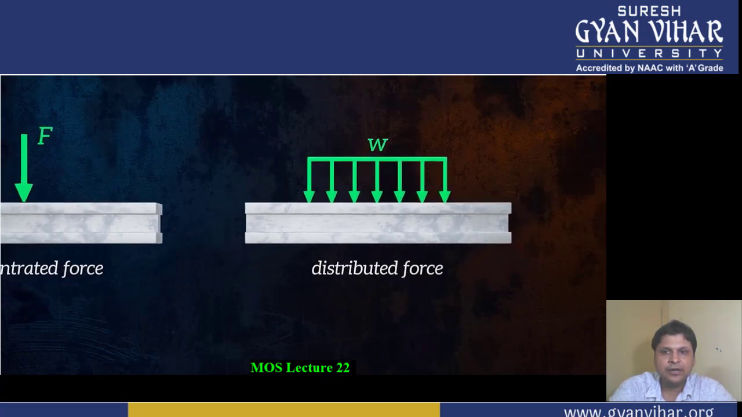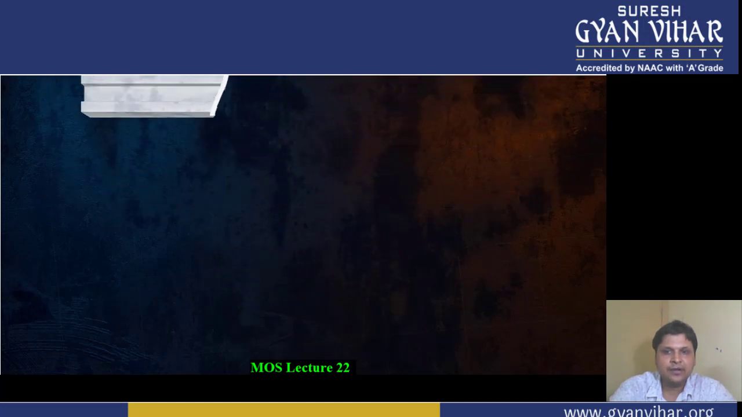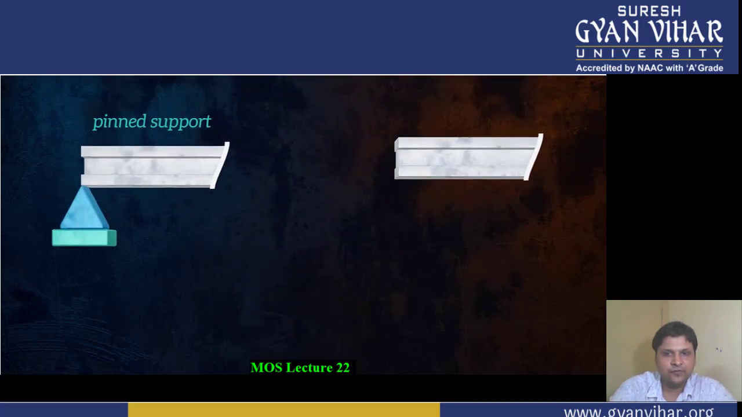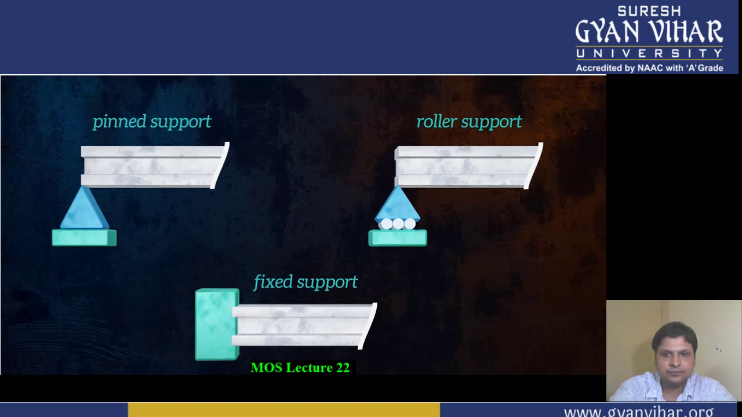Beams can be loaded in a number of ways, the most common being concentrated forces, distributed forces and concentrated moments. Beams can also be supported in a number of different ways. They can have pinned support, roller support or be fully fixed, which each restrain the beam in different ways.